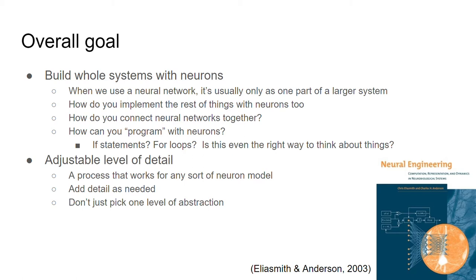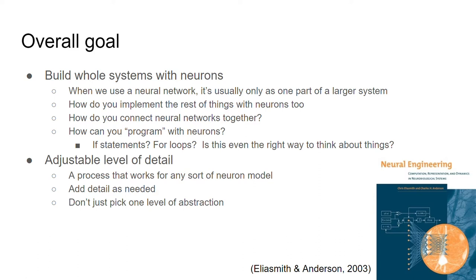Spoiler, it's going to turn out that if statements and for loops are the wrong way of thinking about things, and we're going to be coming up with a right way to think about things in terms of neurons. So that's one big aspect, is we want to build whole systems out of neurons. The other really big aspect is I want to be able to adjust the level of detail.